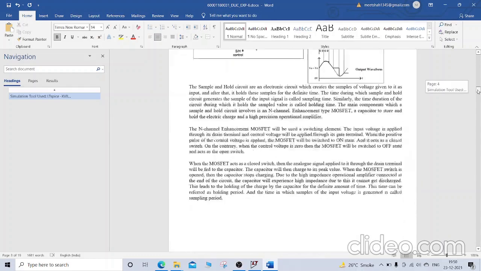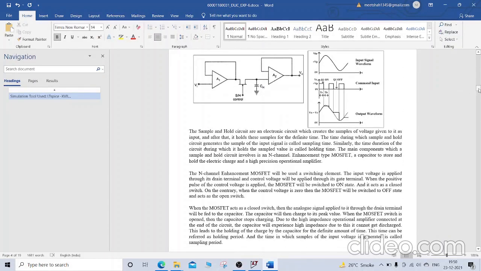Sample and hold circuit. The sample and hold circuit is an electronic circuit which creates a sample of the voltage given to it as input, and after that it holds this sample for a definite time. The time during which the sample and hold circuit generates the sample of the input signal is called sampling time. Similarly, the time duration during which it holds the sample value is called holding time.